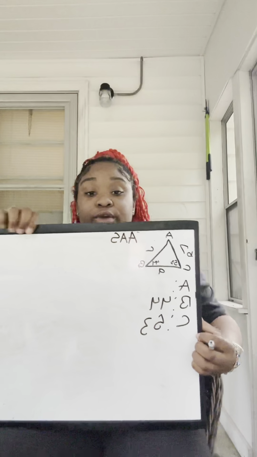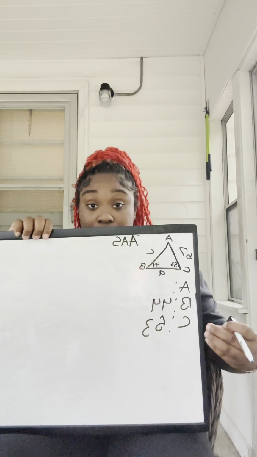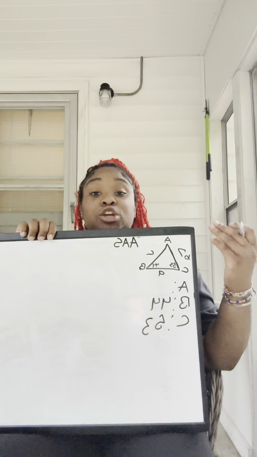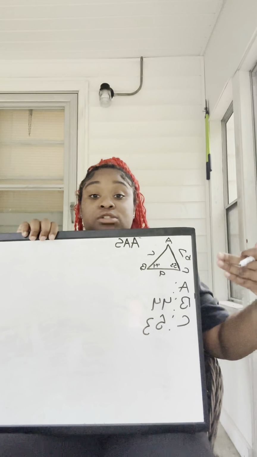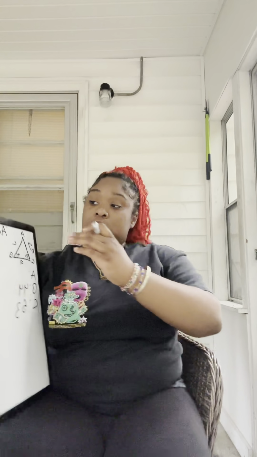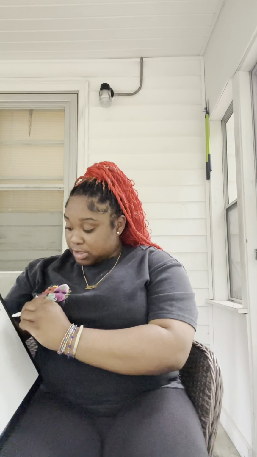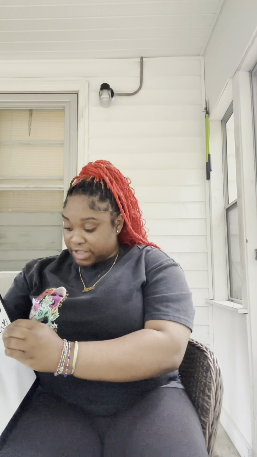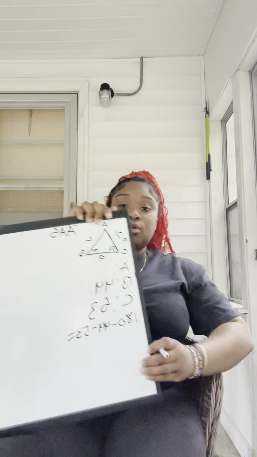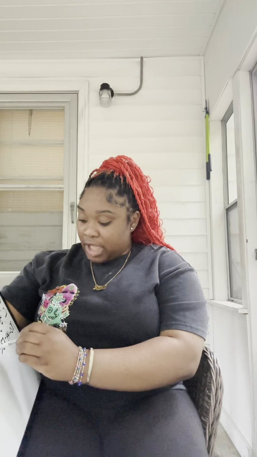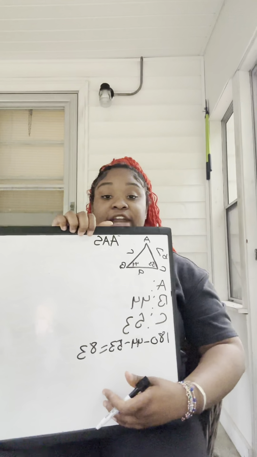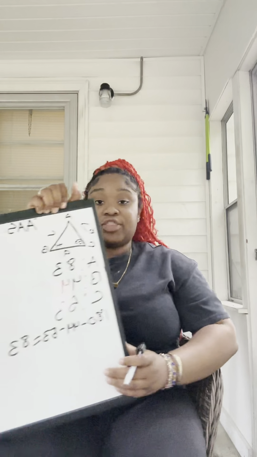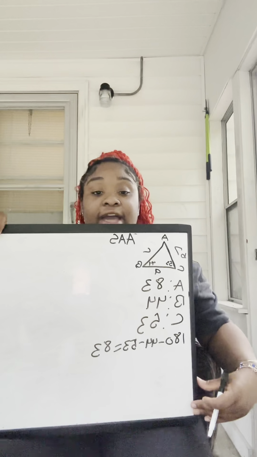Now, when you get to the point where you have two angles already, you can go ahead and subtract them from 180. You're subtracting from 180 because all the angles in that triangle have to add up to 180. So let's go ahead and do that now. We have 180, subtract 44, subtract 53. And when you do that, you're going to get 83. So when you get 83, that is going to be your angle A. So angle A is 83. So we already got all our angles.